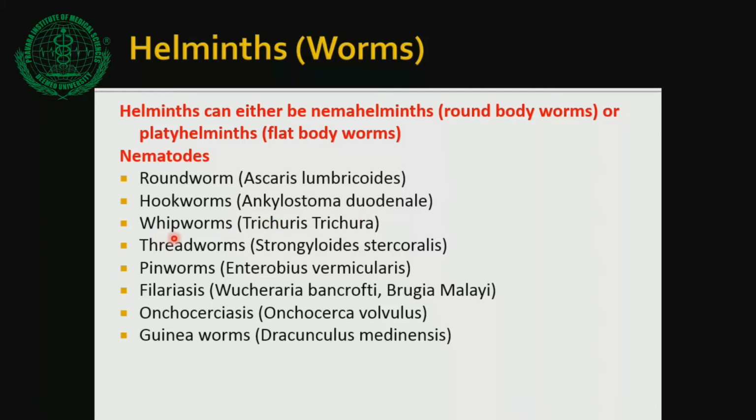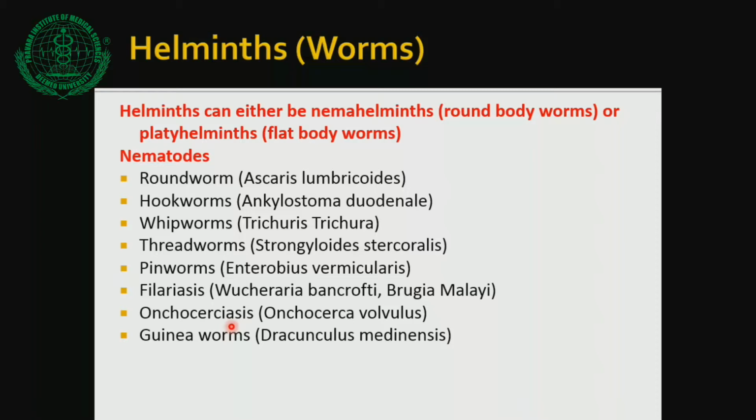Third is the whipworm, scientific name Trichuris trichiura. Then threadworm, Strongyloides stercoralis. Then pinworm, Enterobius vermicularis. Then filariasis, which in chronic stages we also call elephantiasis. There are two filarial organisms: Wuchereria bancrofti and Brugia malayi.